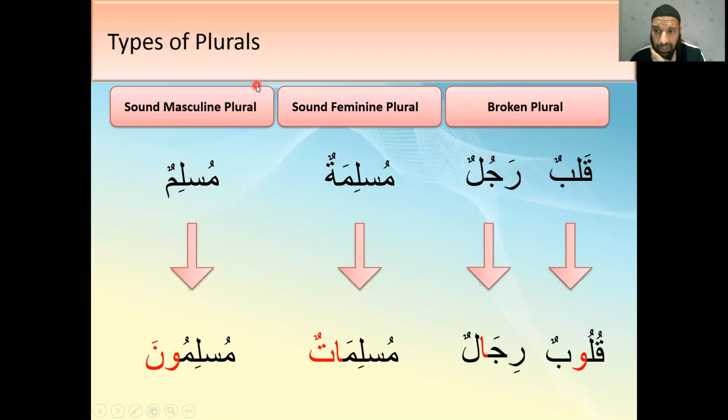Also, brother, it's changed the zabar and pesh as well, hasn't it, to change the word? Yes, so some other things are going on here. That's going to be the tricky bit that I will try to explain to you guys, inshallah.